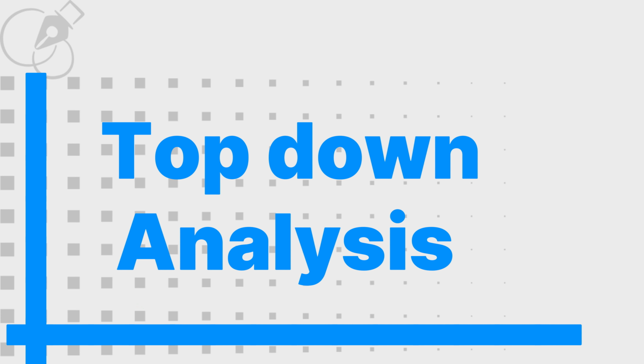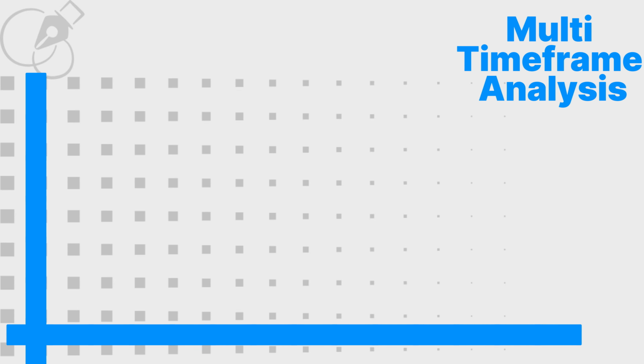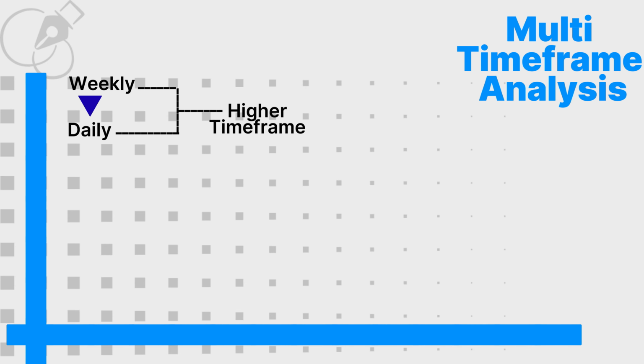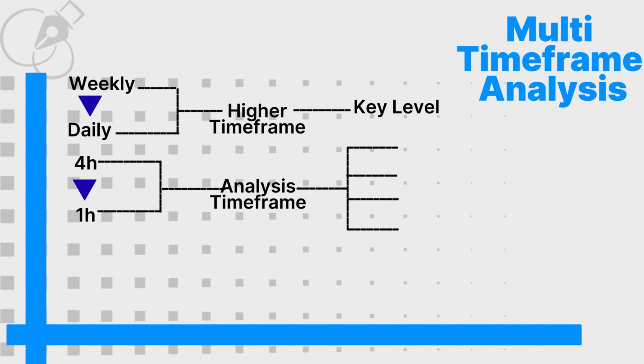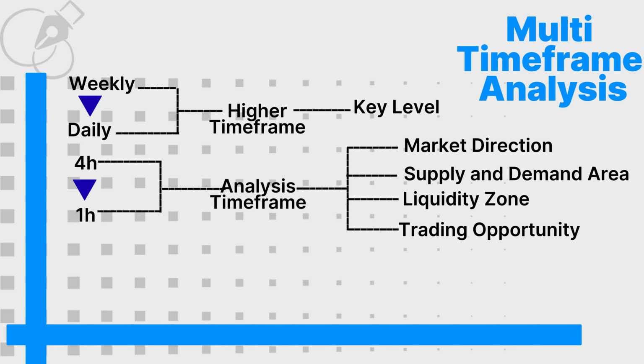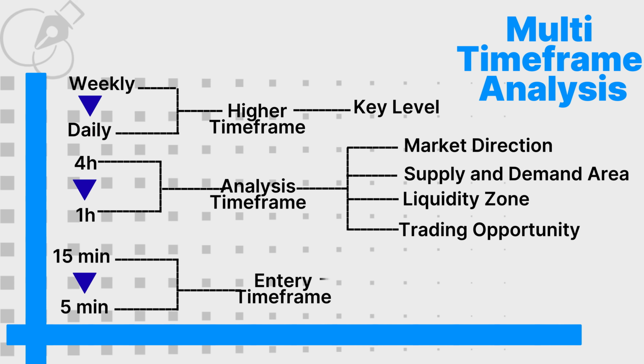Now let's walk through our top-down analysis process step by step, starting from higher time frames and scaling down to uncover precise trading opportunities. We use 3 categories of time frames during our analysis. First, we use the weekly and daily charts solely to identify major market structure levels. Second, we rely on the 4-hour and 1-hour charts for most of the analysis, including identifying market direction, supply and demand zones, order blocks, liquidity areas, and trade setups. Third, we utilize the 15-minute and 5-minute charts to seek confirmations and refined entries when necessary.